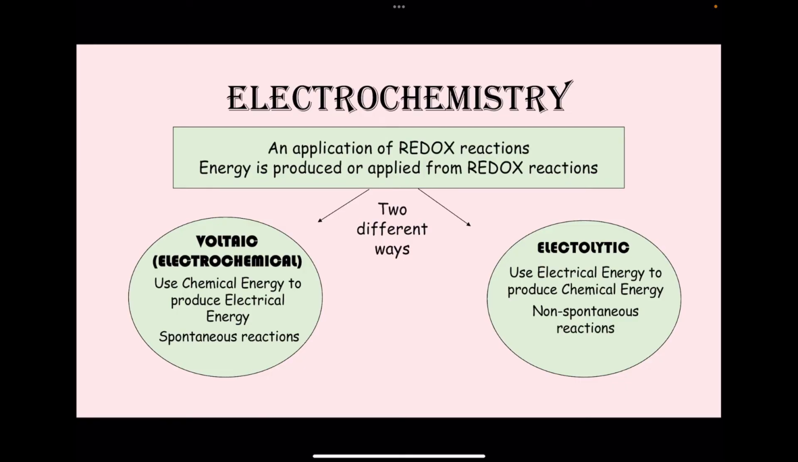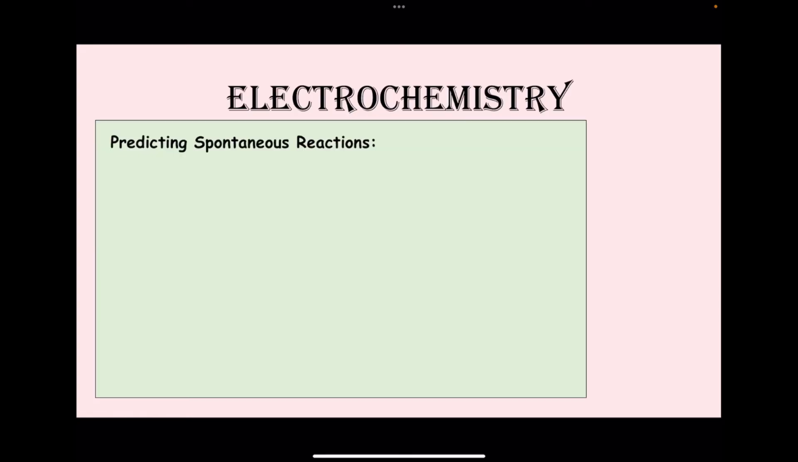And then the second way that we use redox reactions is in electrolytic cells. Electrolytic cells use electrical energy and produce chemical energy. So they need a battery or an electrical source to produce chemical energy. Because we are providing the energy in the form of electricity, these reactions are non-spontaneous. So in all types of electrolytic cells, we are trying to do the reactions that need a lot of energy, or the reactions that do not occur naturally on their own.